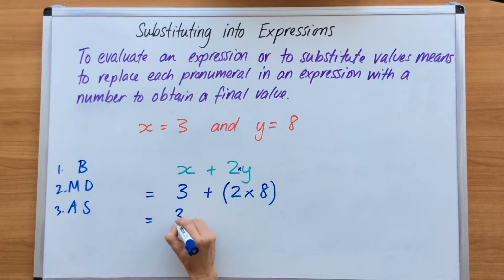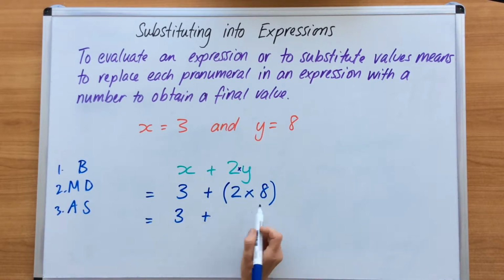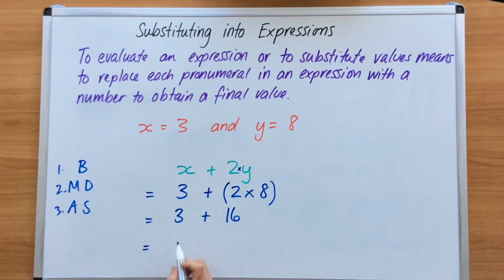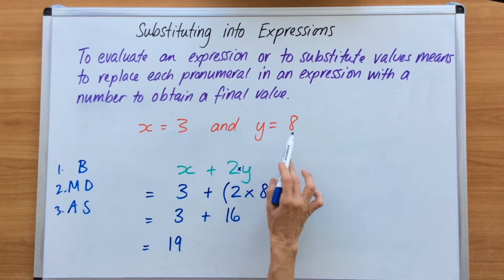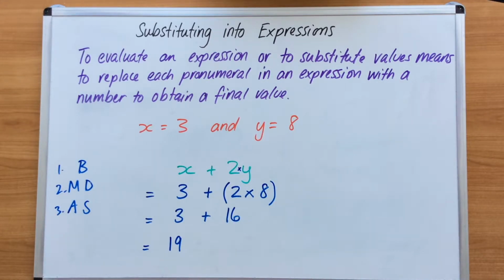So again, we drop the 3 plus down. We focus on the brackets because brackets come first. 2 times 8 is 16. And now we evaluate this. We finally add 3 and 16 together and we get 19. So the answer to that expression after we've substituted in the values is 19.